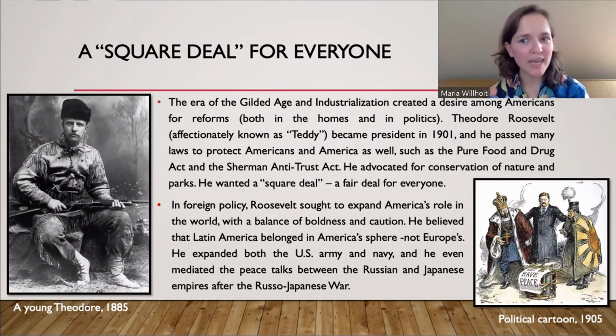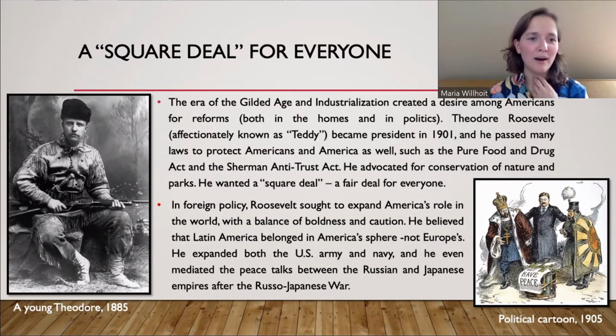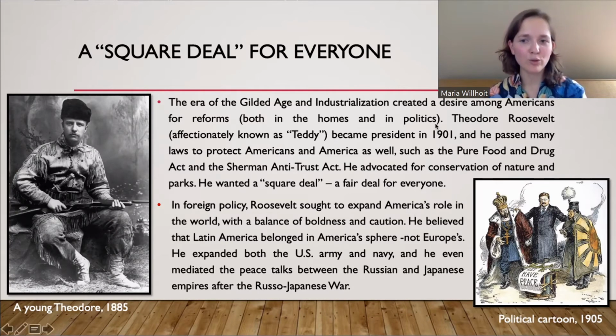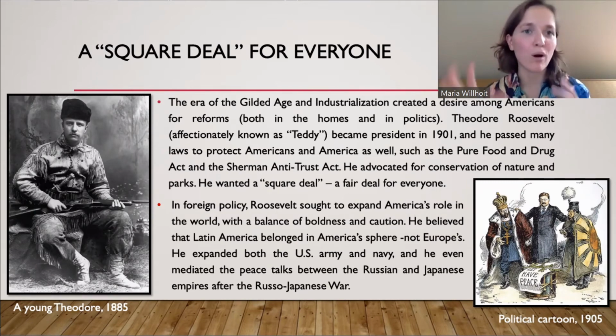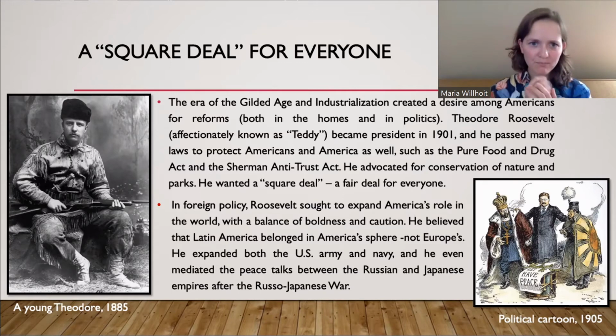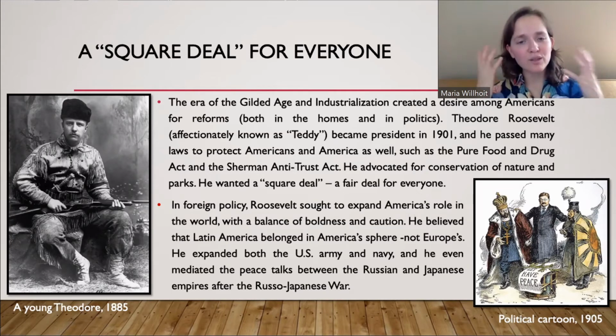He was also a big advocate for nature and parks. He was a big outdoorsman. This is him when he was younger, 1885. He looks very different to when he did later, like 50 years later, but that's him when he was younger. He loved the outdoors, he loved hunting, but he also loved animals and nature. And he was a big advocate for parks, national parks. And so that was his domestic policy.